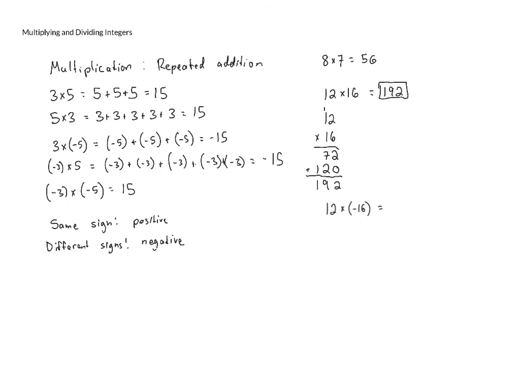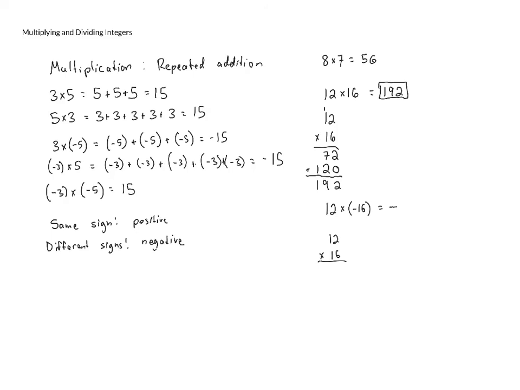Now, what would we have done if instead of 12 times 16, it was 12 times negative 16? Well, in this case, we know that when we're multiplying and they have different signs, our answer is going to be negative. So a positive times a negative is going to be a negative. So we can figure that out right away. And then when we do the multiplication, we set it up just like before, but we don't put the negative in the actual multiplication problem. We just do it out.